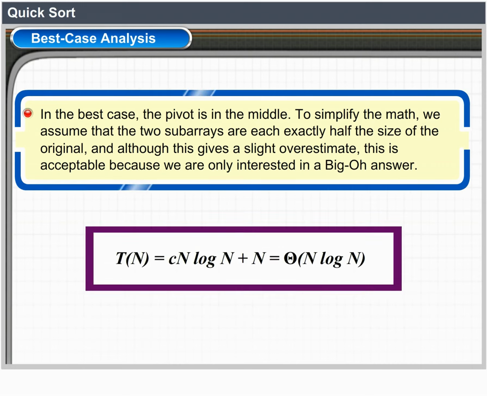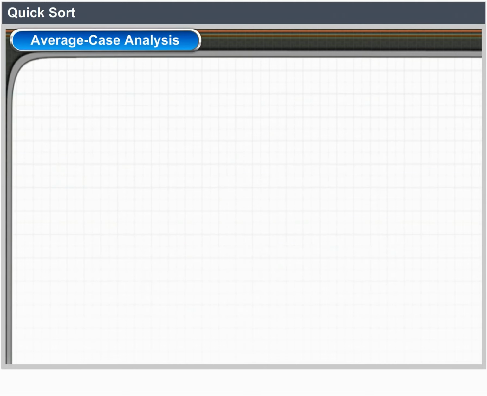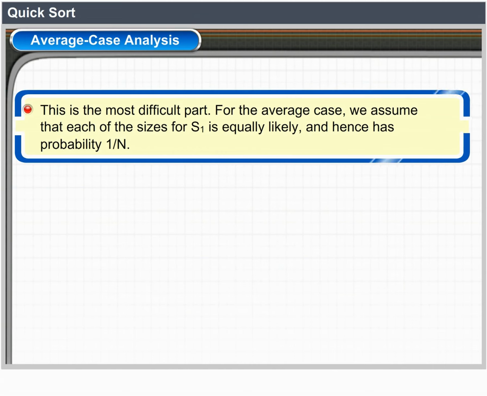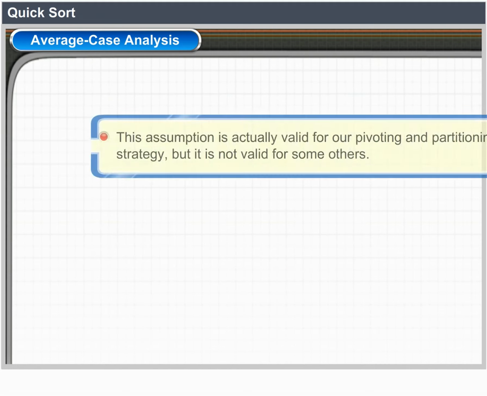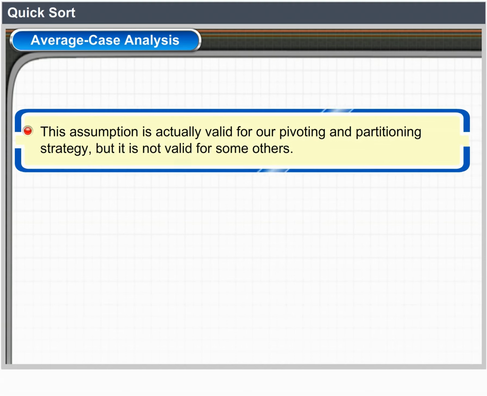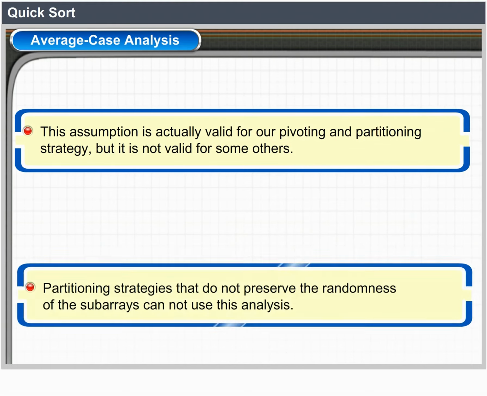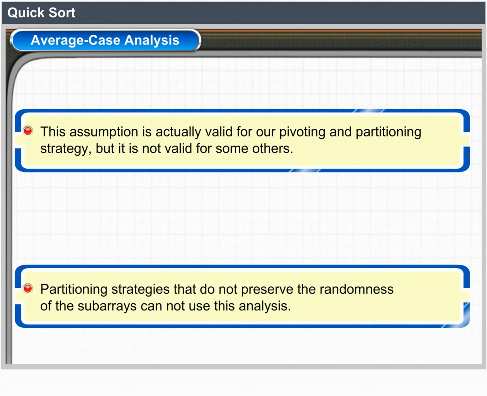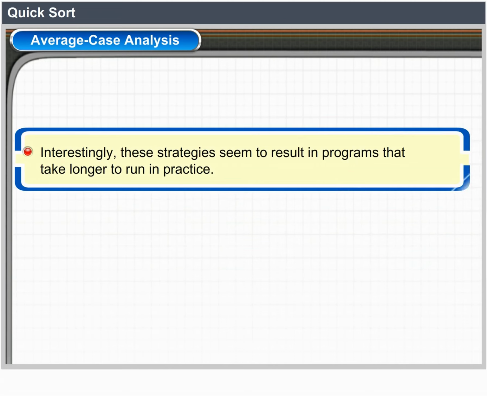Average case analysis. This is the most difficult part. For the average case, we assume that each of the sizes for S1 is equally likely and hence has probability 1 by n. This assumption is actually valid for our pivoting and partitioning strategy, but it's not valid for some others. Partitioning strategies that do not preserve the randomness of the subarrays cannot use this analysis. Interestingly, these strategies seem to result in programs that take longer to run in practice. T of n equals big O of n log n.